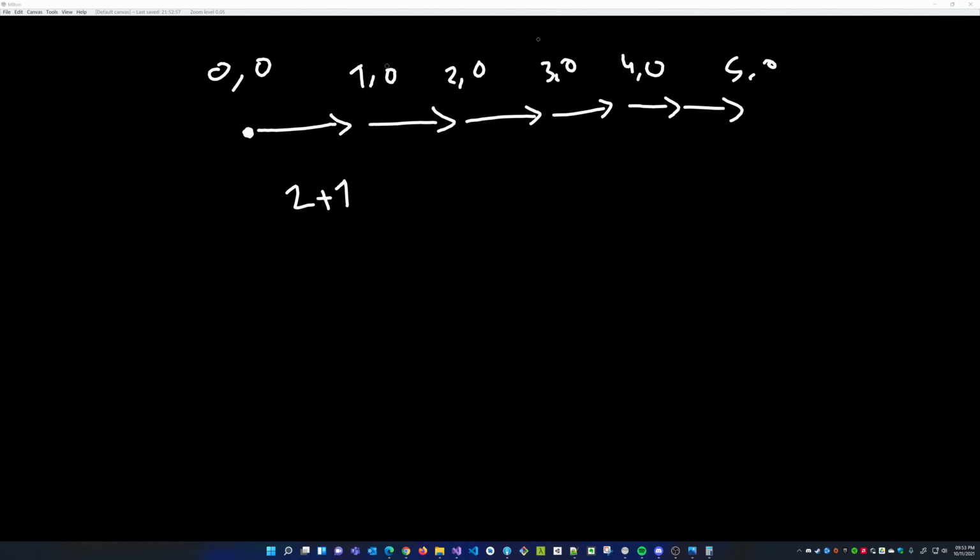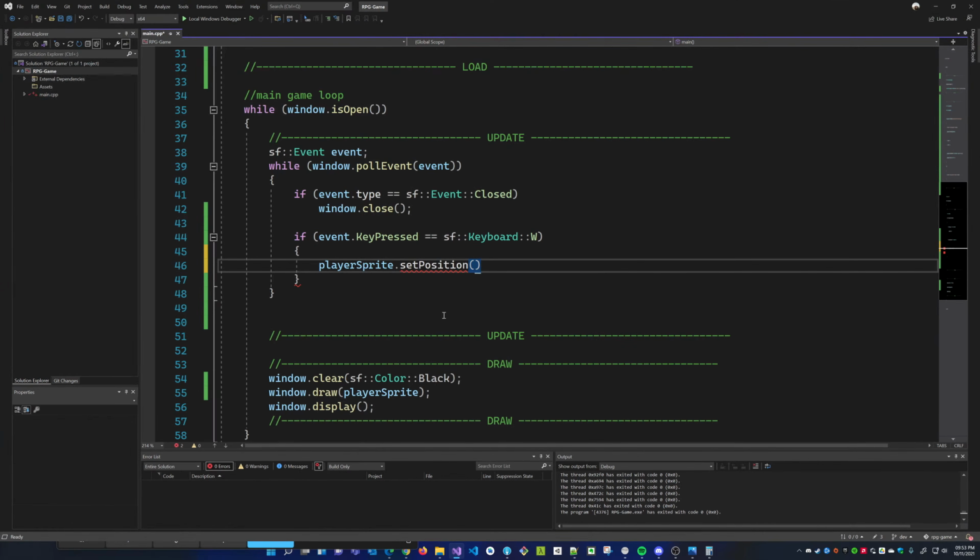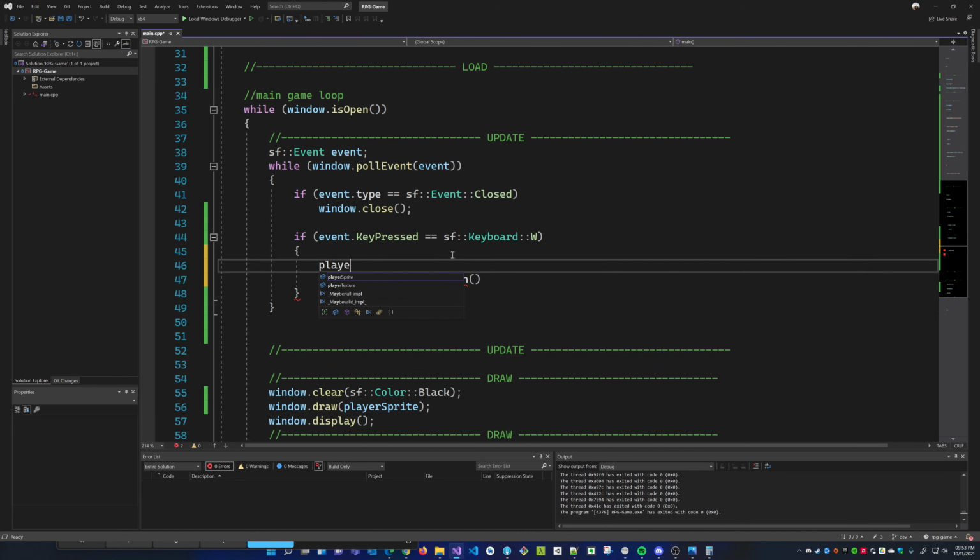So the first thing we need to do is get the previous position. How do we get the previous position? Well, it's really easy. playerSprite.getPosition. getPosition is a function that is going to return an sf::Vector2f. Right? So this is the previous position. And it's a function, right? getPosition is a function. This function is going to return an sf::Vector2f, right? And we know that an sf::Vector2f has both X and Y axes, right?